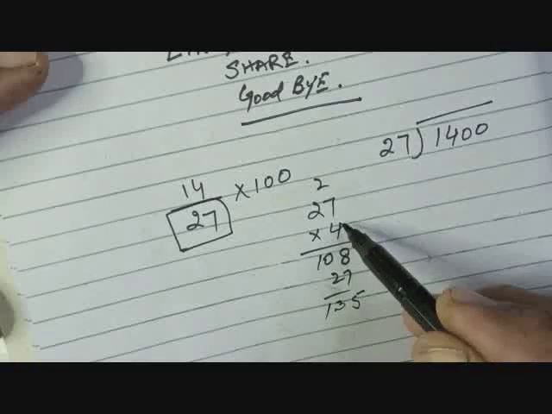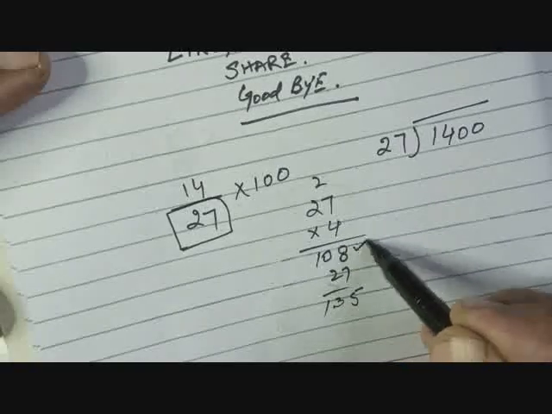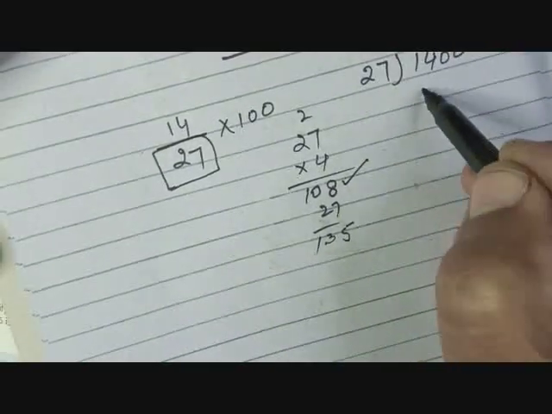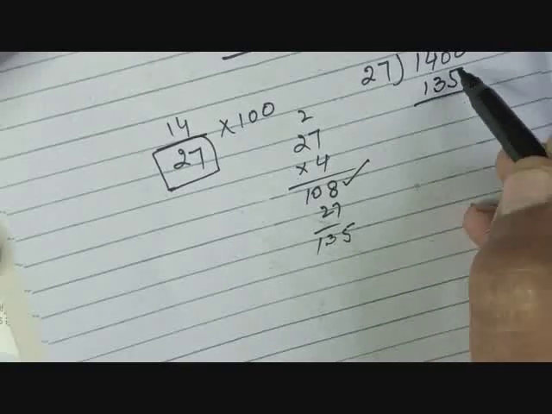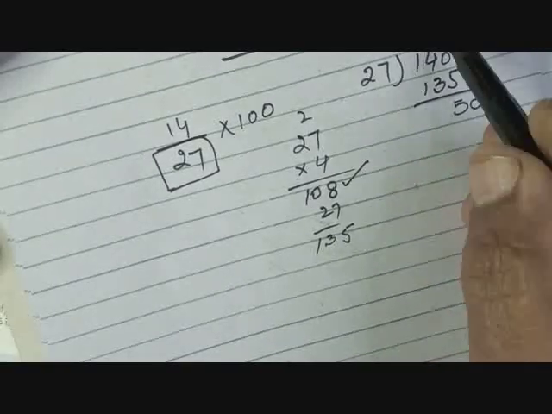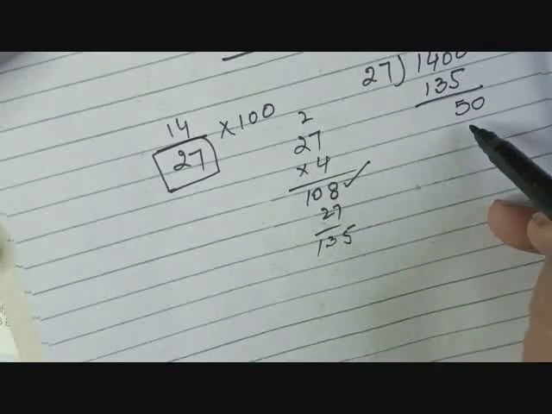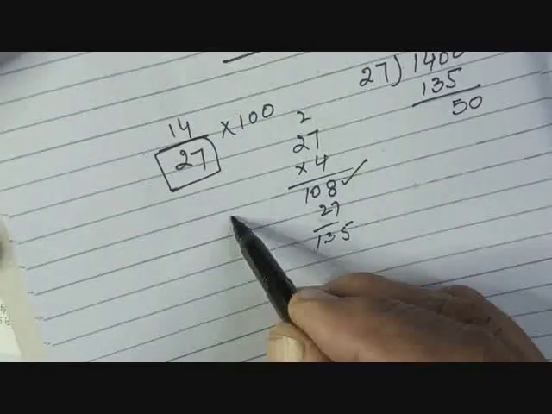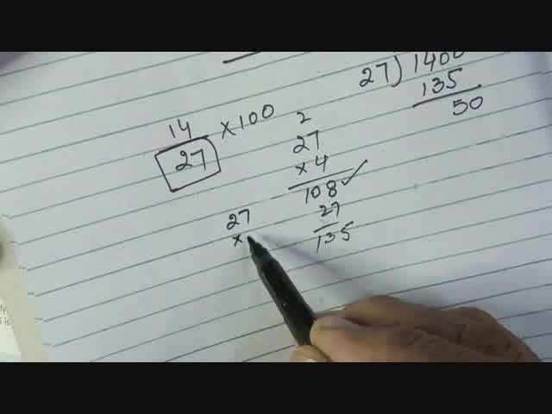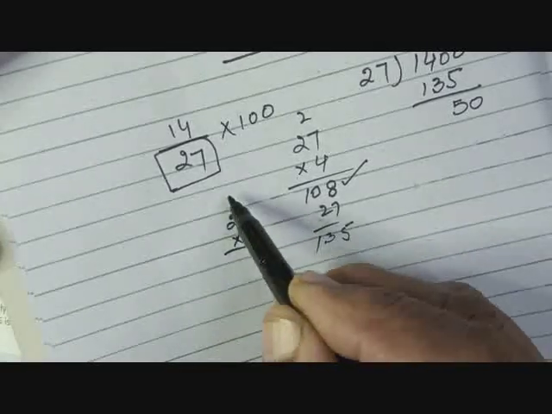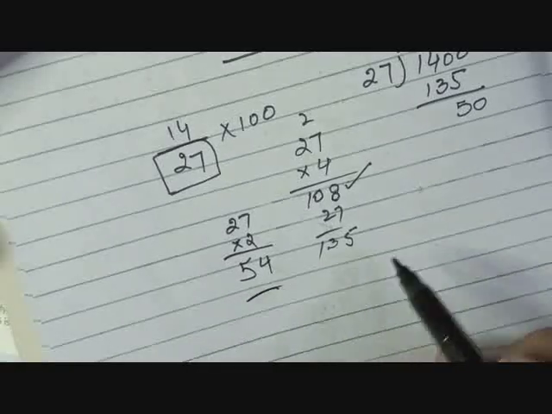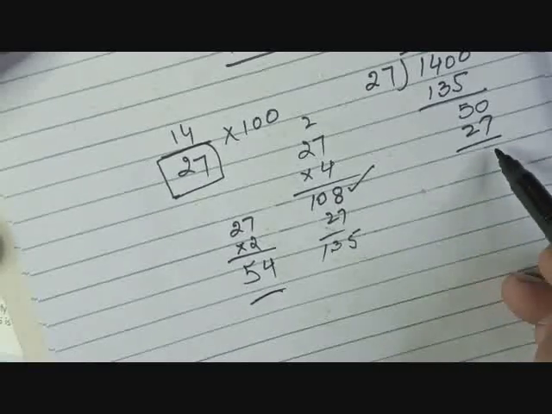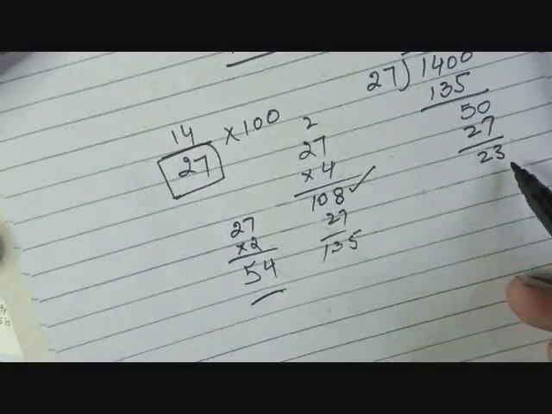So 108 is valid, but 135 is also valid. So we have to do it with 5. 135. So it will become 5 and 50. So it will become 27, how many times? 27 2 times, multiplied by 2, will give us 4, and 2 twos are 4 and 5. It crosses this figure. So we are going to do it with 1. So it becomes 27. Now the answer will become 23.